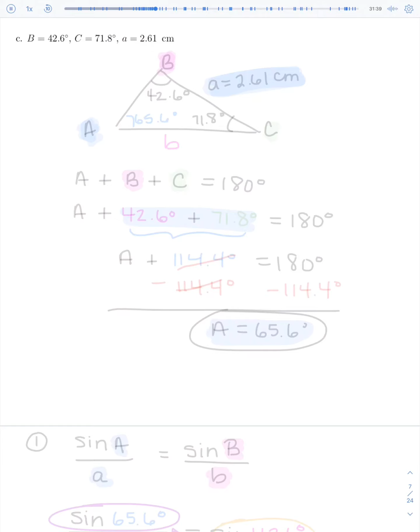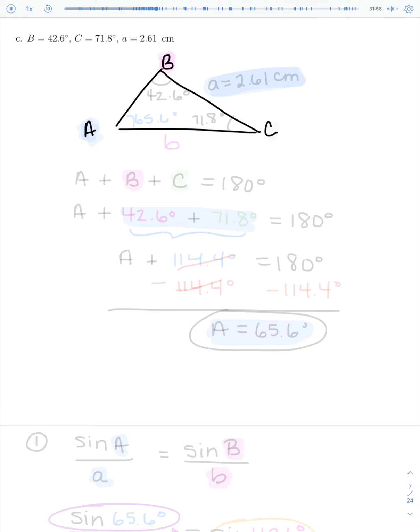Another one. Let's take a look at problem C. In problem C, we're trying to do the same thing that we were doing in problems A and B. We have a non-right triangle that we're looking at solving, meaning finding all the angles and all the sides. We always call them angles A, B, and C.